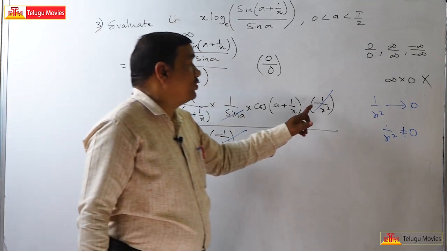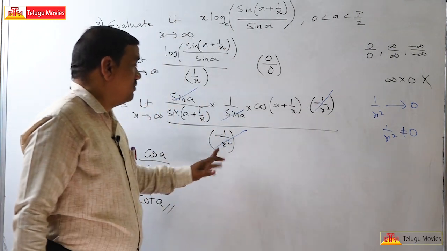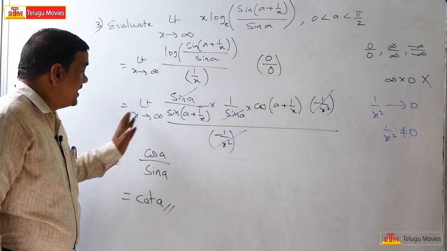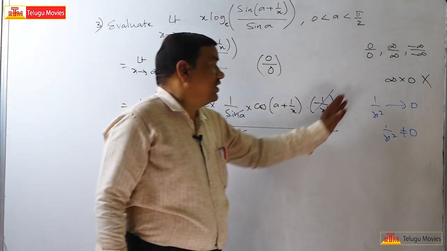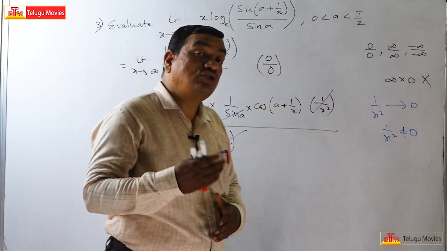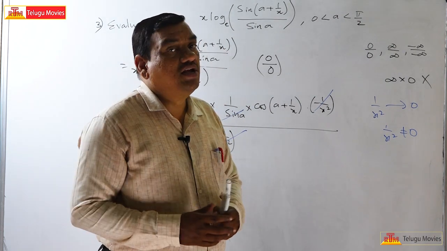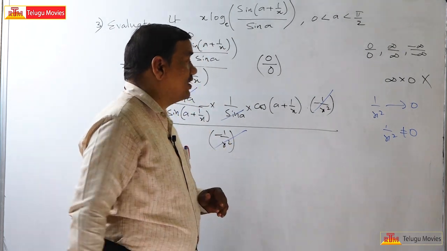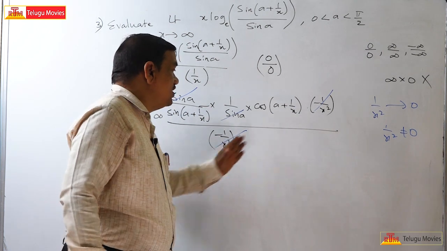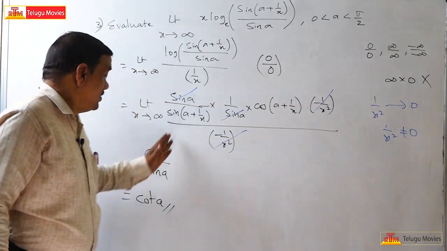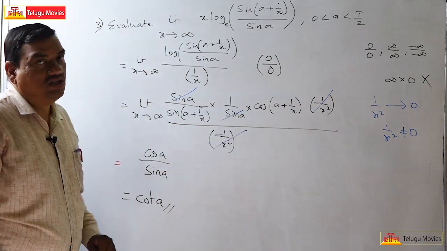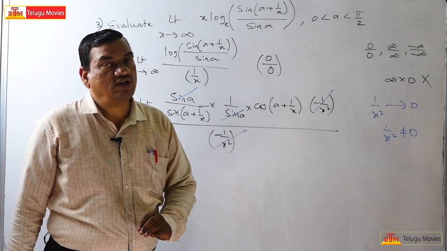Here we have the right to cancel minus 1 by x square, minus 1 by x square. Why? Because as x value approaches infinity, 1 by x square value approaches 0, but it can never be equal to 0. Therefore, 1 by x square is never equal to 0, so these two can be cancelled. Then we substitute and get the answer. I hope that you understand this solution.